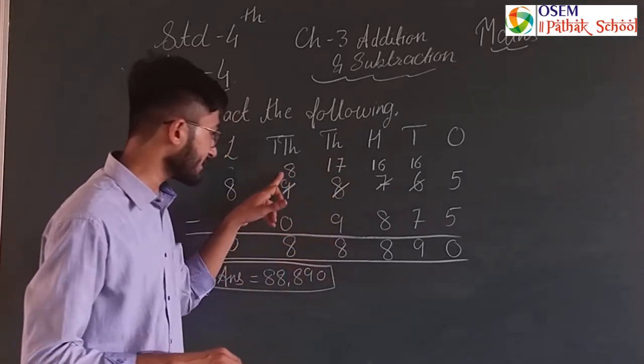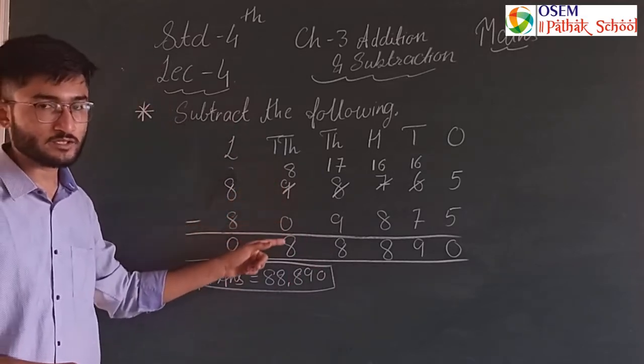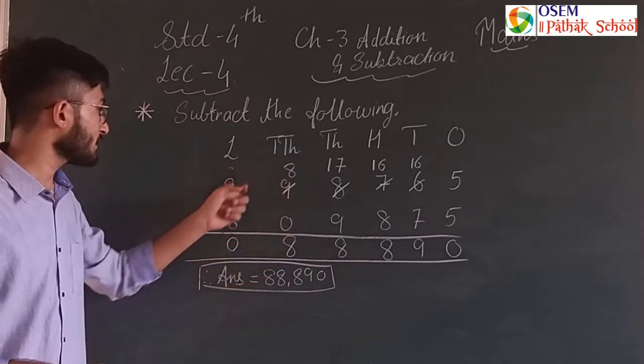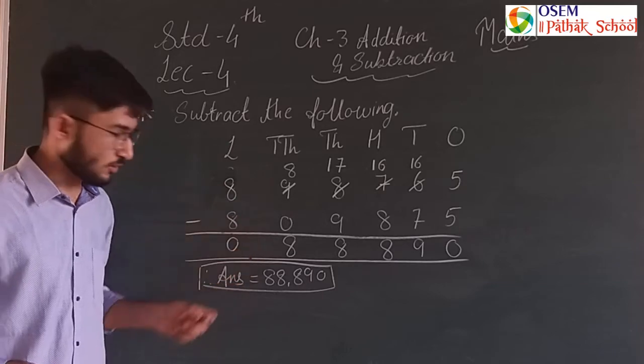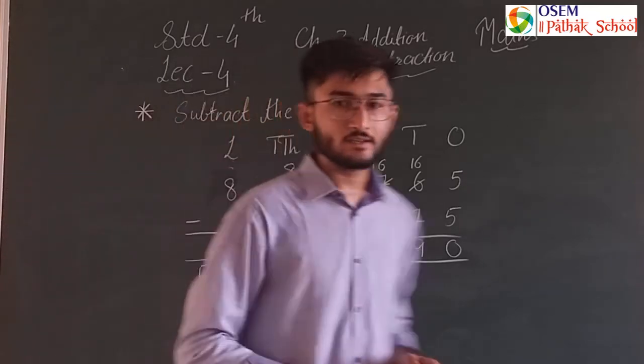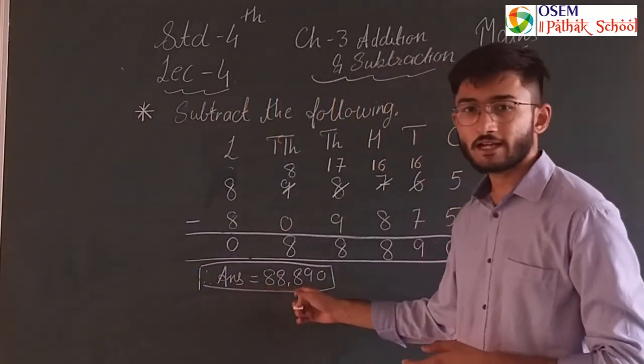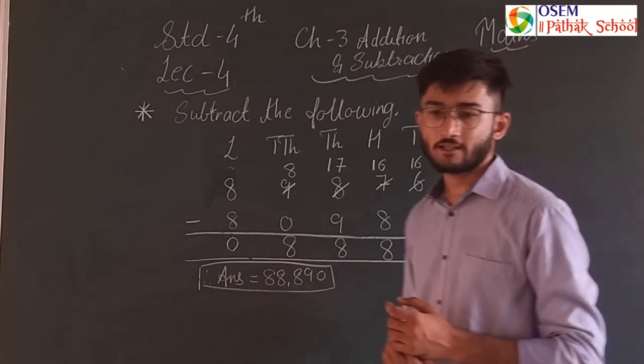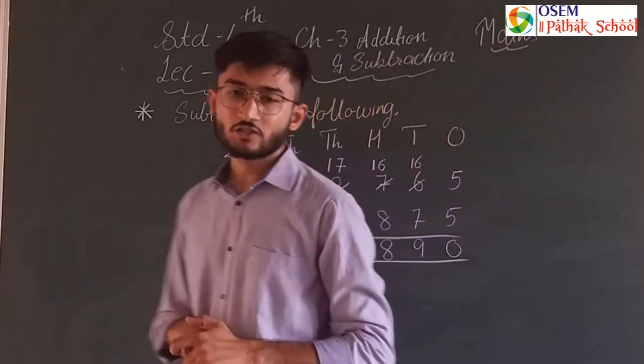Here is 8 and here is 0. 8 minus 0 is possible. It will result as 8. And 8 minus 8 is 0. So the answer to us is 88,890. So this was question 2.